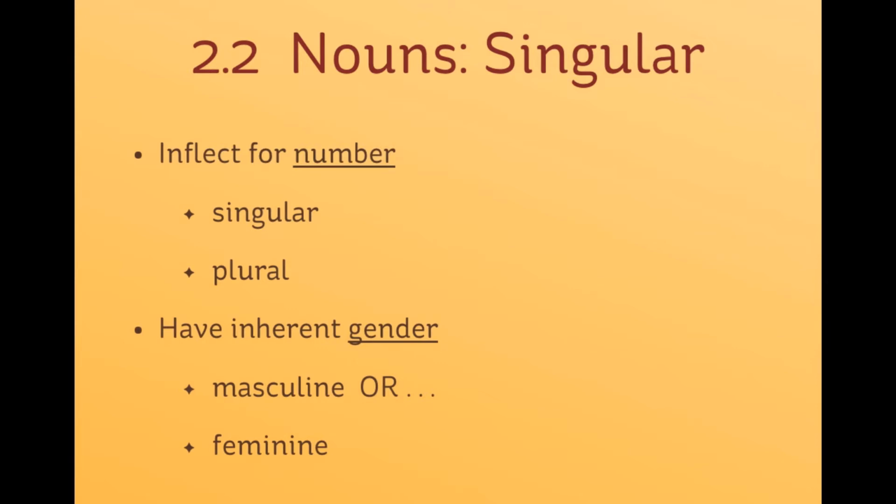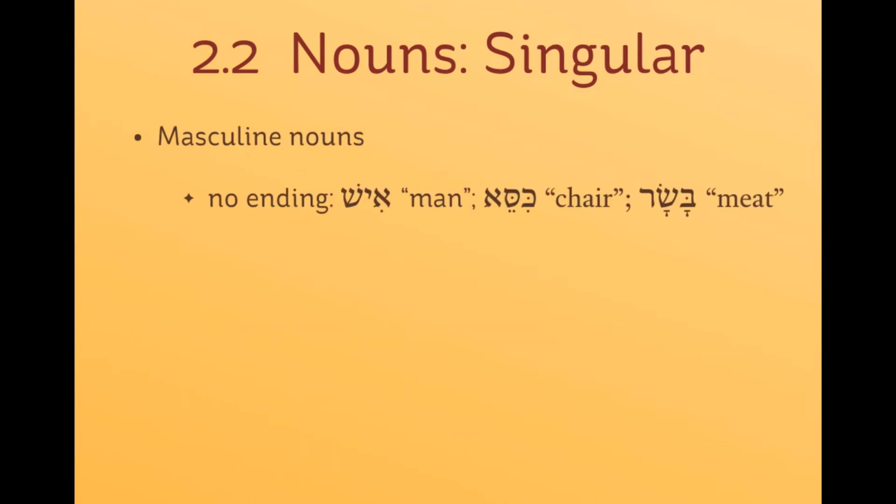Each noun is either a masculine noun or a feminine noun, which means if you have a masculine noun that is a subject of a verb, you would use a masculine verb to agree with it. Or if you describe the noun with an adjective, you would use a masculine adjective, not a feminine adjective. So it can be important to recognize whether a noun is masculine or feminine.